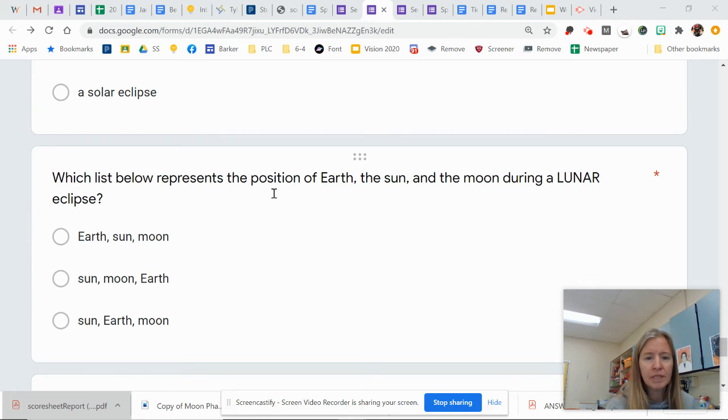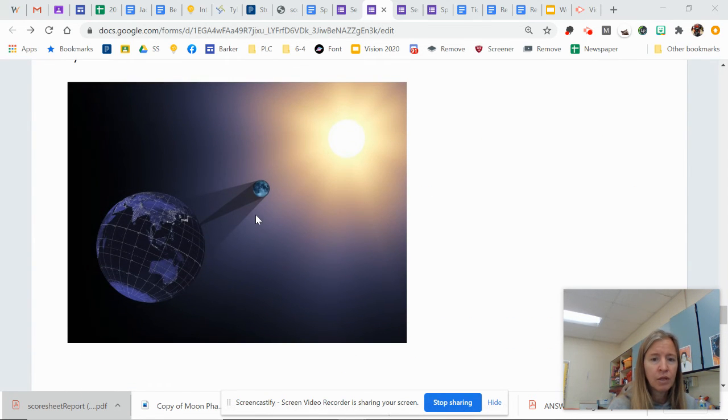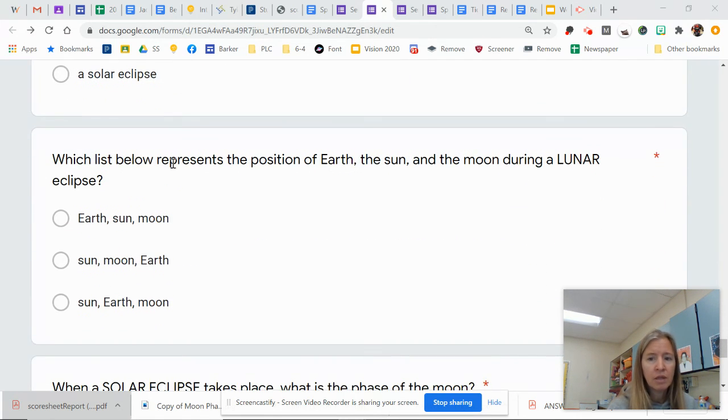Which list below represents the position of Earth, the Sun, and the Moon during a lunar eclipse? Is it Earth, Sun, Moon, Moon, Earth, Sun, or Sun, Earth, Moon? Now, if you remember, we talked about one of those things can never be in the middle. So you can eliminate that choice and then look at the other two. And it might be helpful for this question to go back to the picture that you had for this question. And if you knew what type of eclipse this was, it might help you to answer this question.